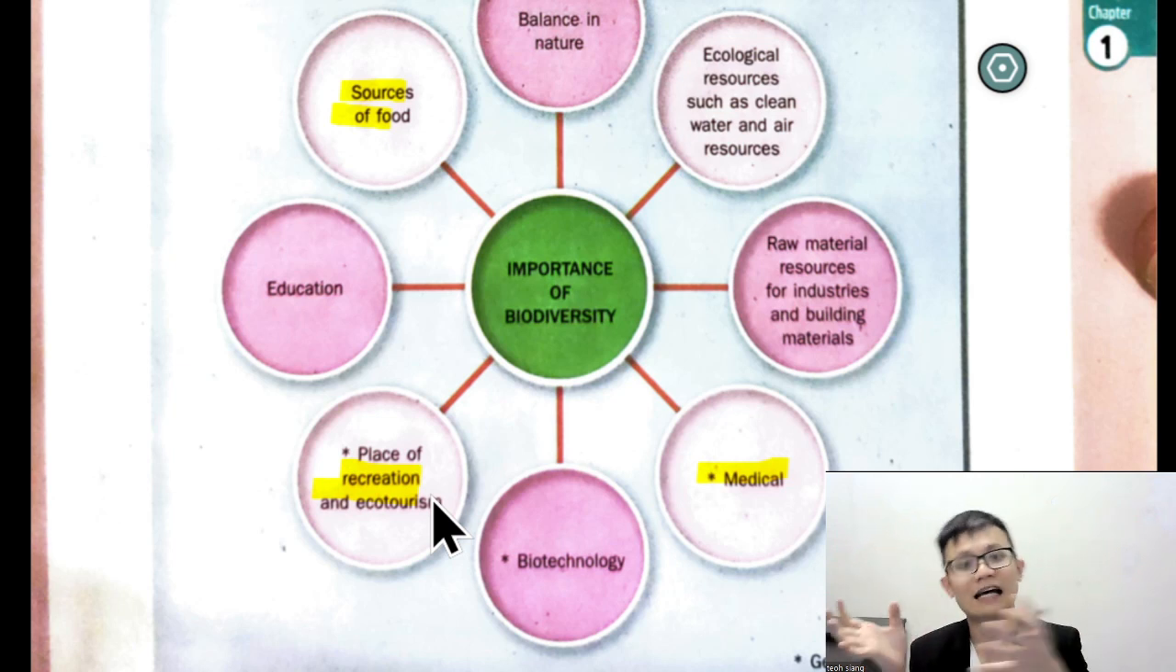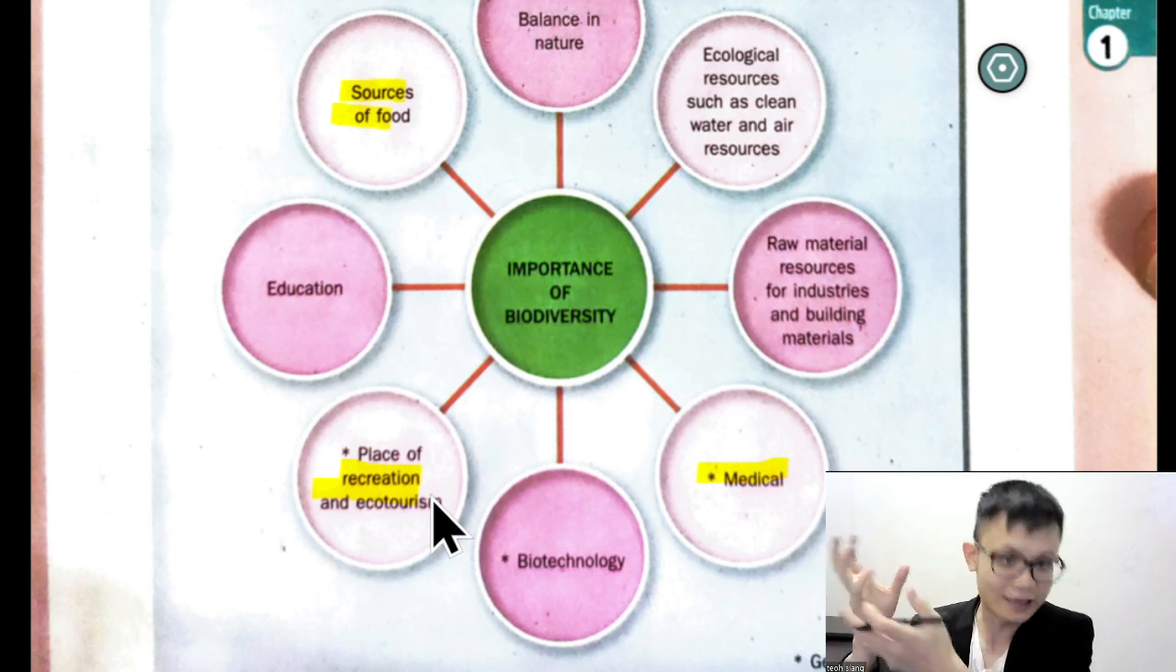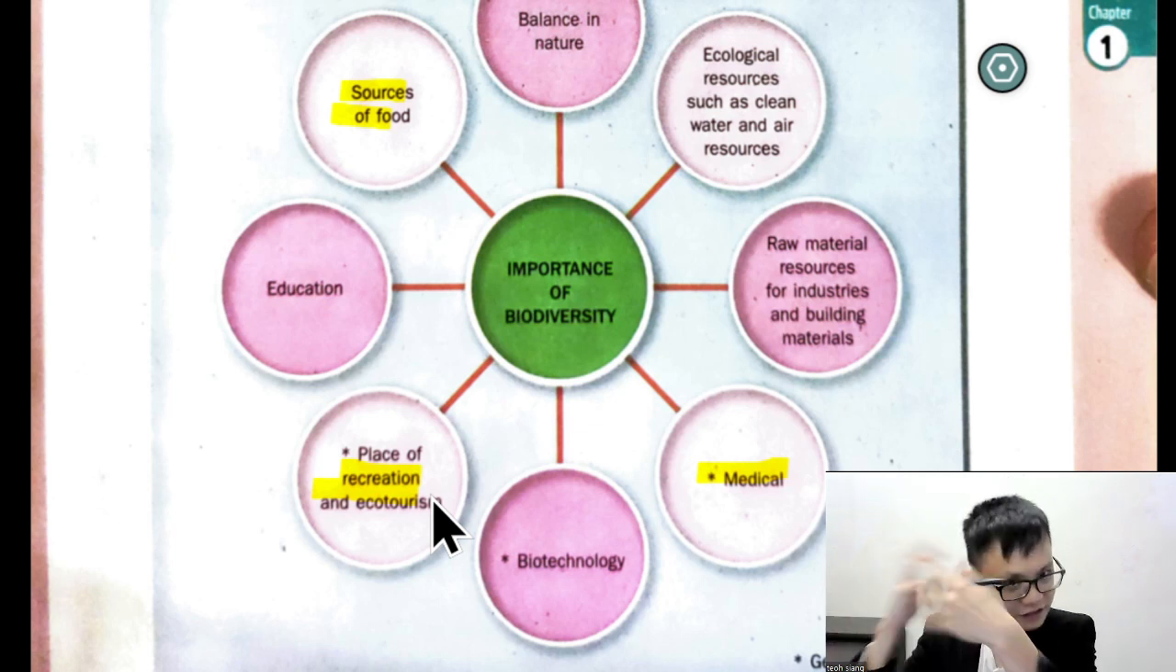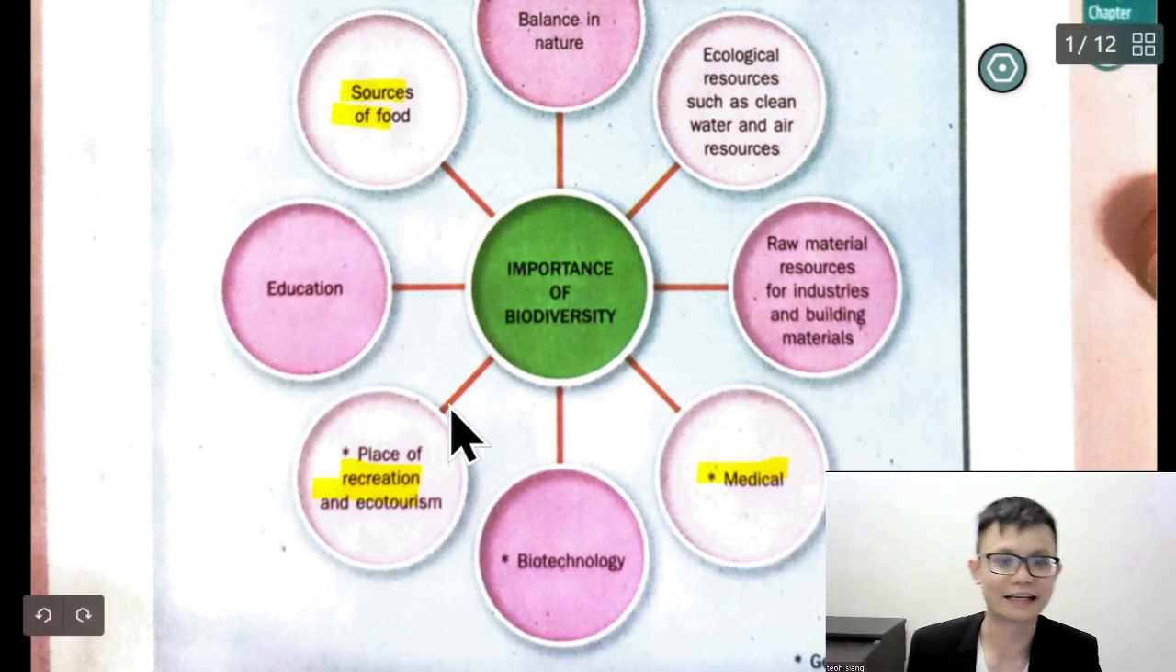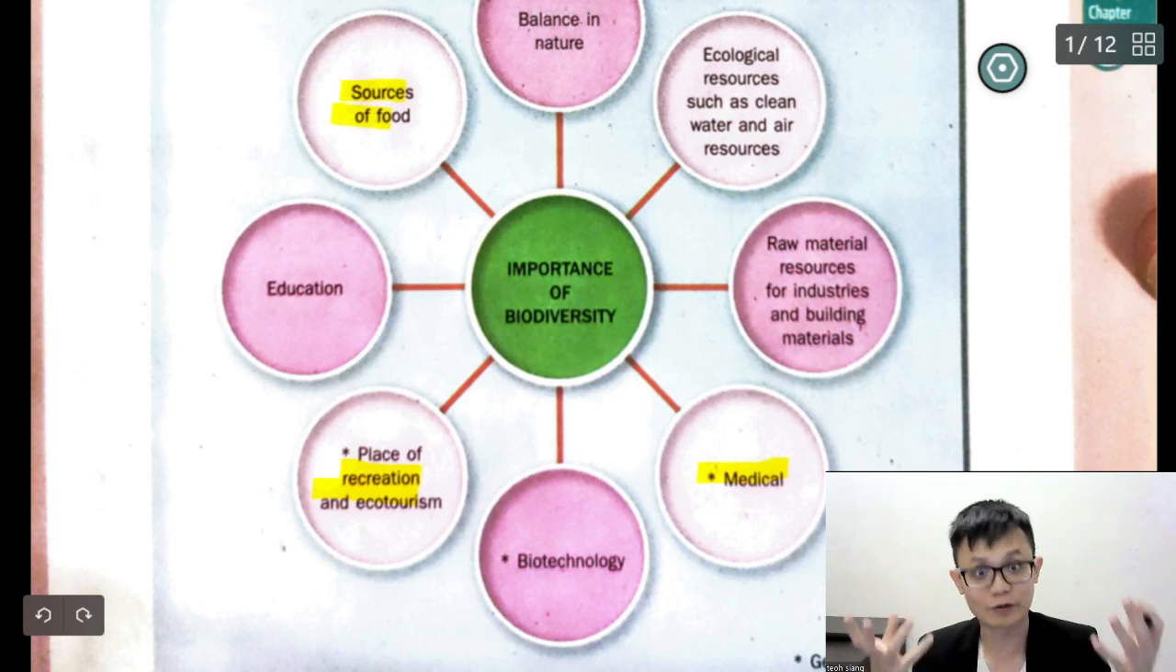Not we go to the Sahara Desert, then nothing to see. They can only see the sand, and it's still nice. You can still see some lizards and cactus there, but this is why it's important.